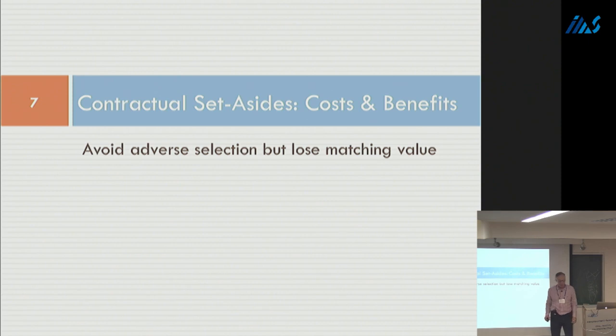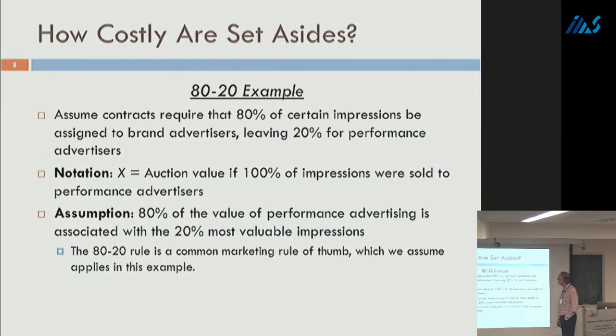Okay, that's the trade-off. So how much could we be losing from this? This is just a hypothetical example, just to give you a sense. Marketers often use what they call the 80-20 rule, in which the idea is that 80% of the value of anything comes from the 20% best users. Let's just use that to get a rule of thumb. Suppose that contracts require that 80% of the impressions on the page be assigned to brand advertisers, and we're leaving 20% of impressions in some category for performance advertisers.